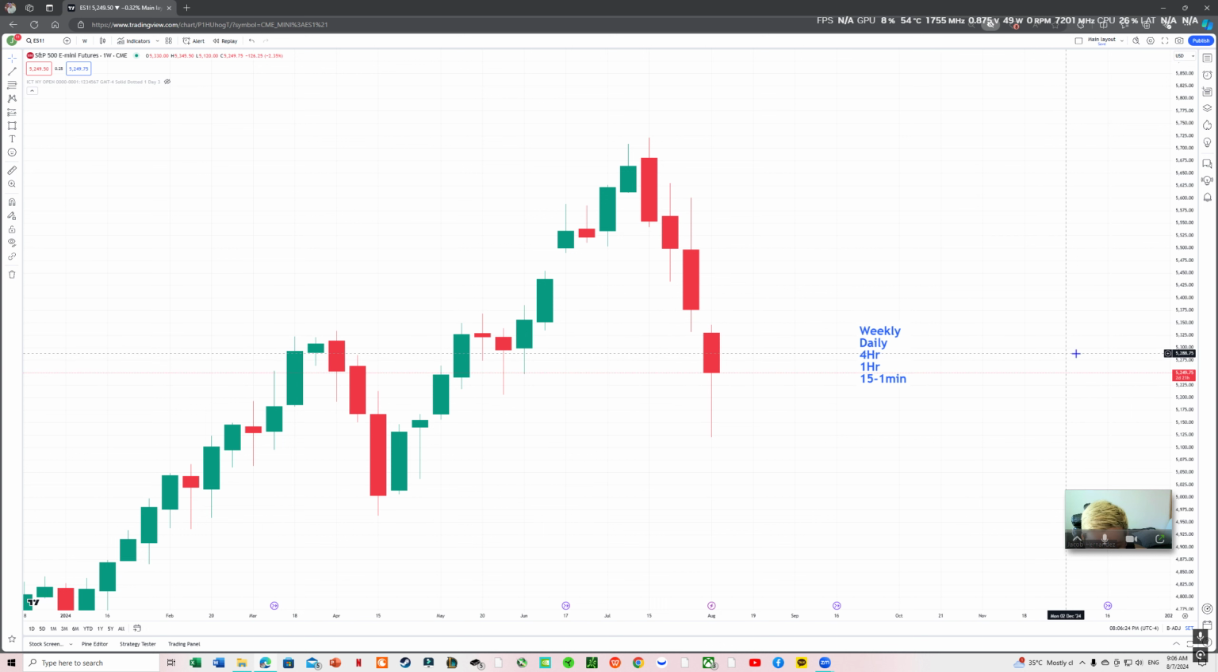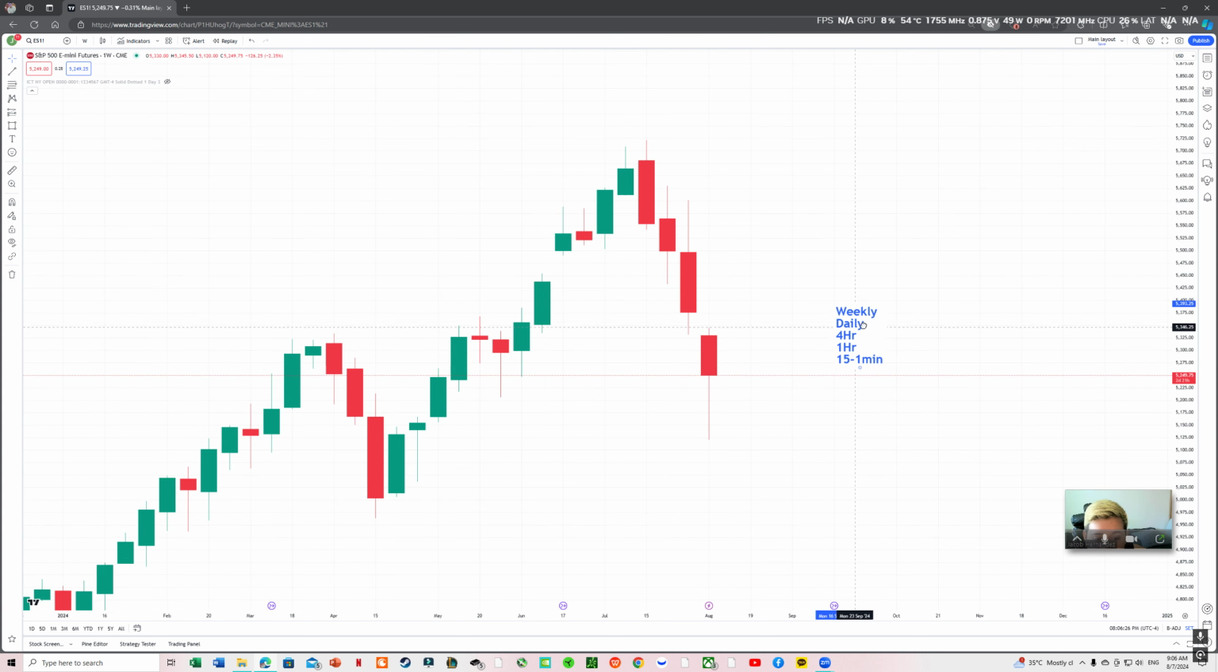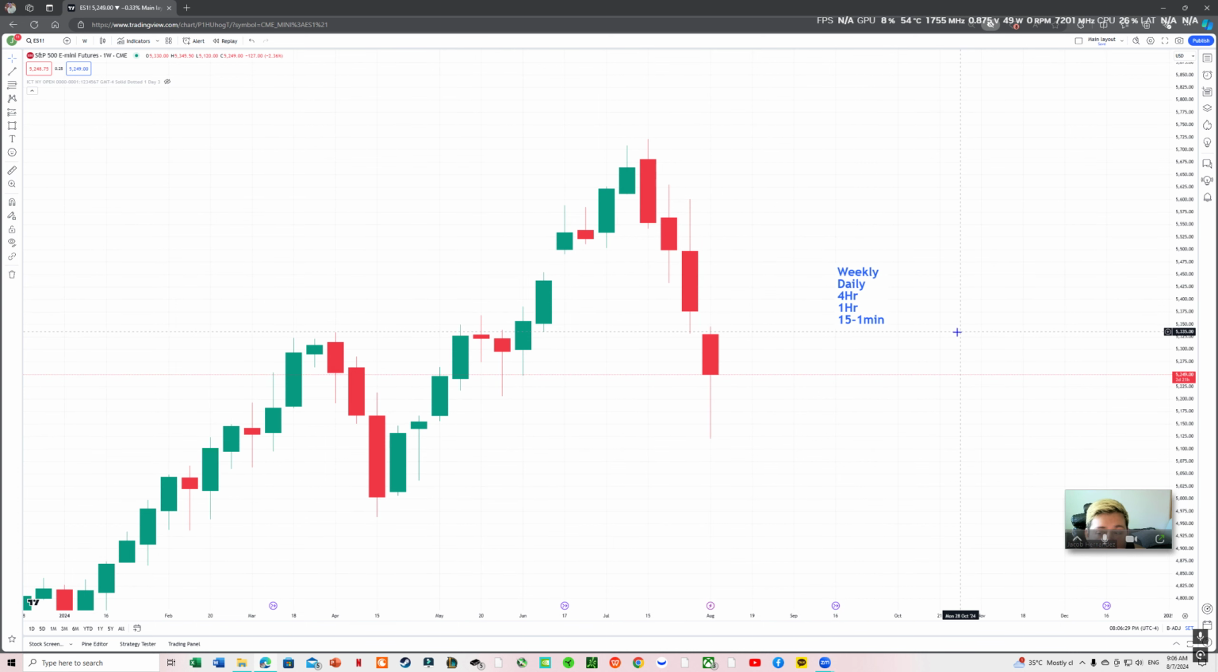Recently for the 13K move. All right, so here's our kind of layout here. Whenever we're trading, we always want to work from the top down, never from down to the top. All right, so we start off with the weekly chart. Here you can see that I have the weekly.